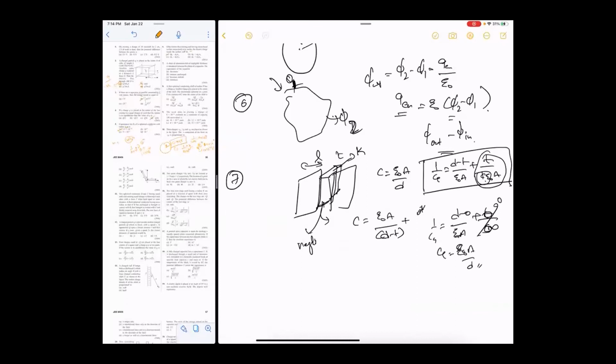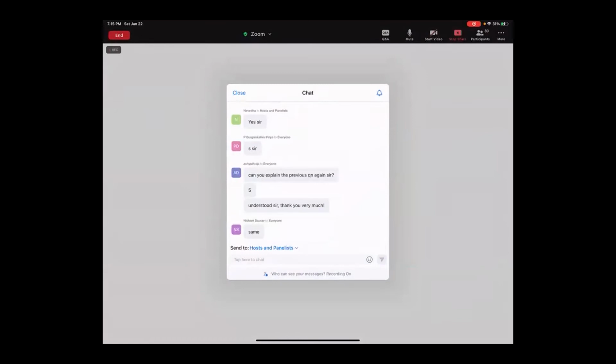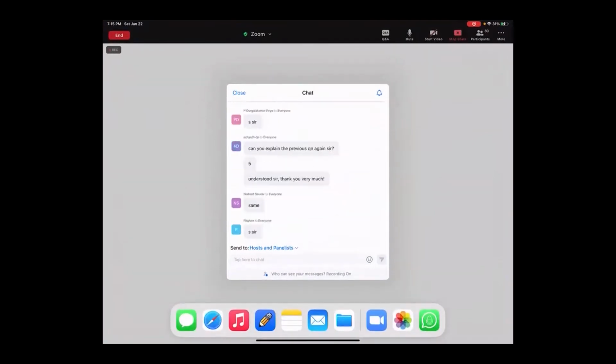When you are introducing a thin metal slab, C remains the same. C is constant. It doesn't change. If it is of dielectric constant K, then you have to use this formula. 1 by C, remember this, is equal to D minus T by epsilon naught A plus T by K epsilon naught A. This is the formula for C equivalent. Hope you are able to understand this. Thank you.